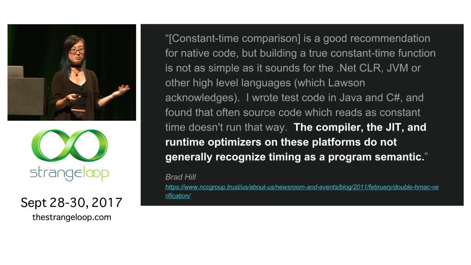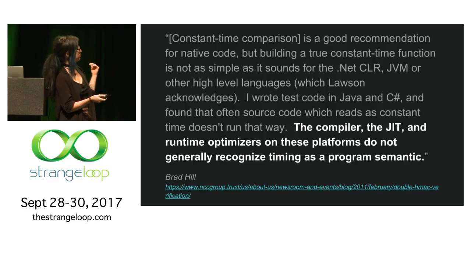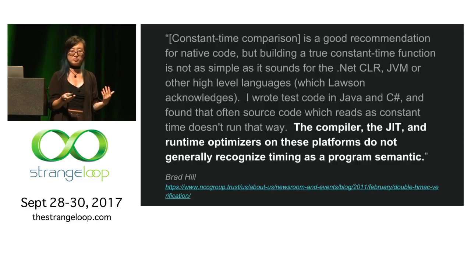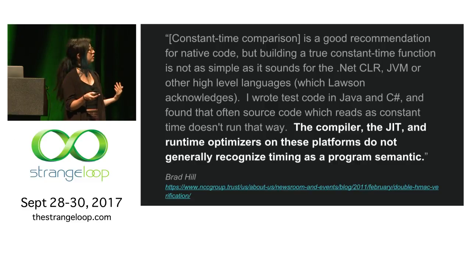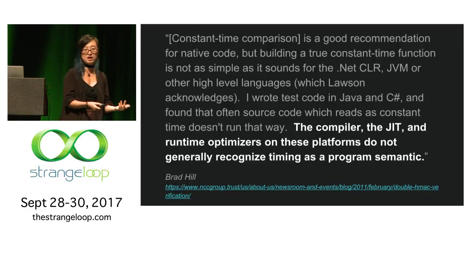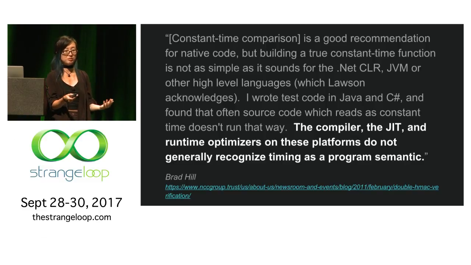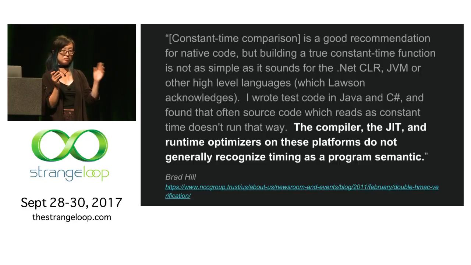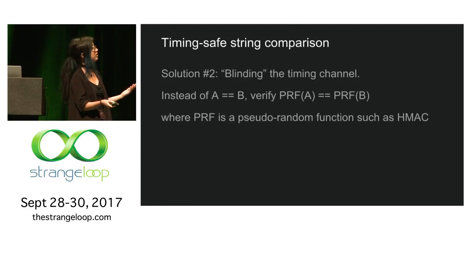So on constant time comparison, the security researcher Brad Hill has this quote where he says it's good for native code, but in high-level languages, there are some problems. He found that source code which looks like it's constant time doesn't always run that way, because the compiler, the JIT, and runtime optimizers don't recognize timing as a program semantic. So in other words, there's no guarantee that this supposedly constant time function will be constant. So how do you solve that?